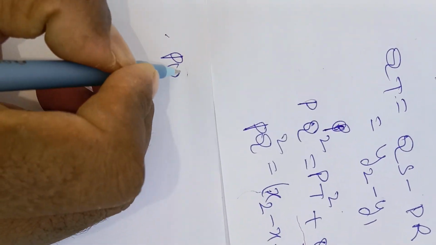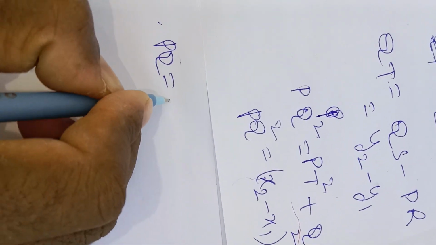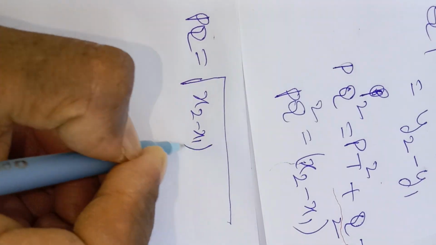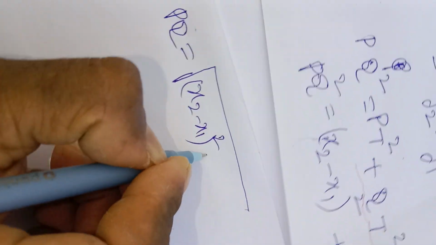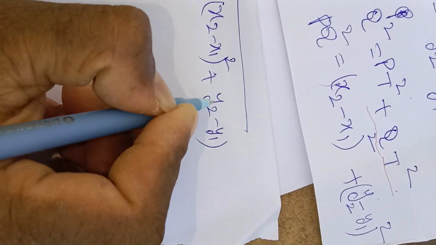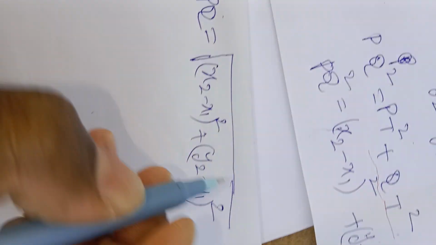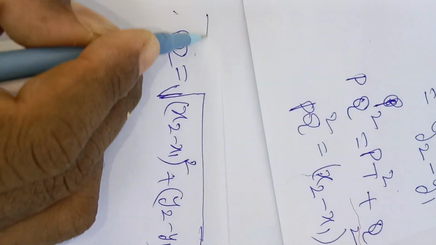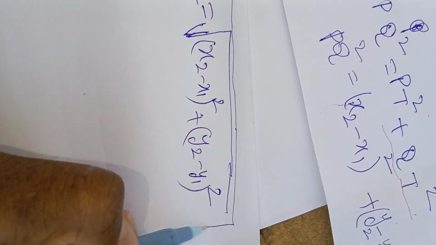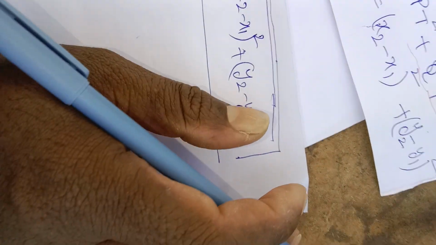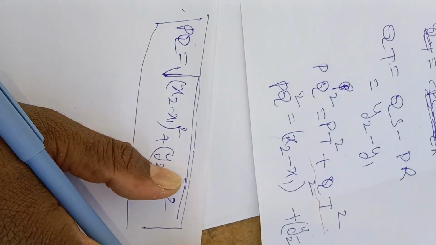Therefore, PQ is equal to under root x2 minus x1 whole square plus y2 minus y1 whole square. Okay, this is under root. This is the formula called the distance formula, used to calculate the distance between two points in a graph.